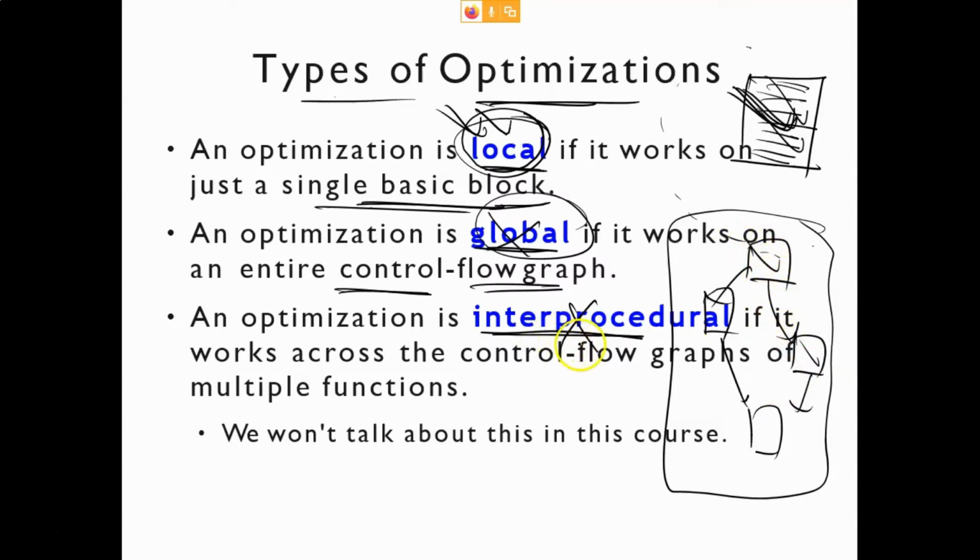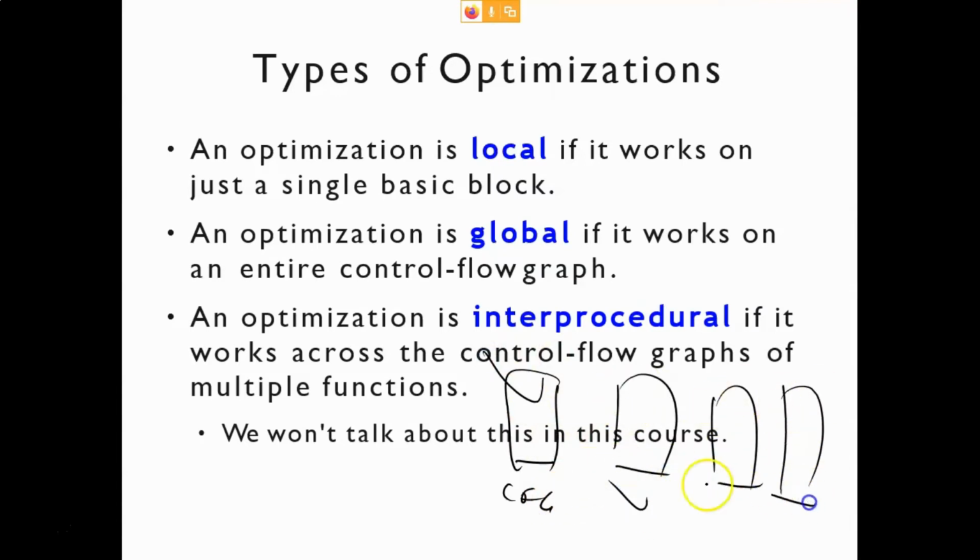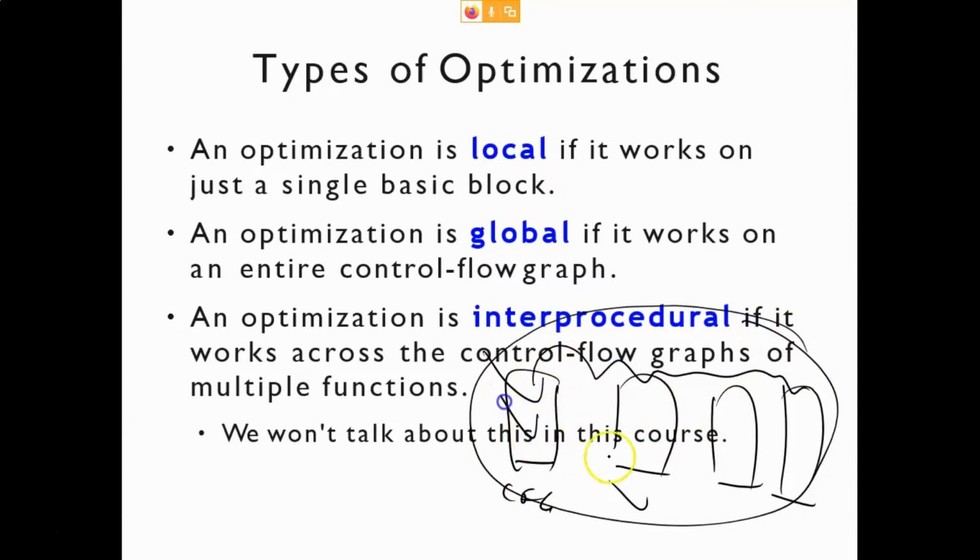What is interprocedural? It's like this. Let's assume you have many functions, many procedures. For each procedure we make a CFG. So for procedure P1 you make a CFG, for procedure P2 you make a CFG. Now you make a CFG for each procedure, and across these CFGs you are applying your optimization techniques. That is called inter-procedural optimization.